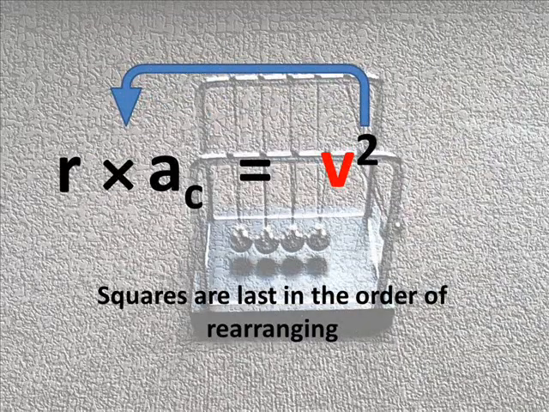On the right, R was dividing the subject of the equation, so when we moved it over to the left, we multiplied it to AC.